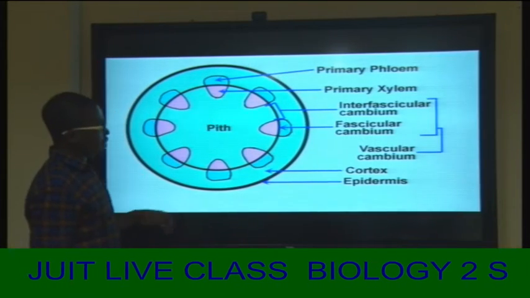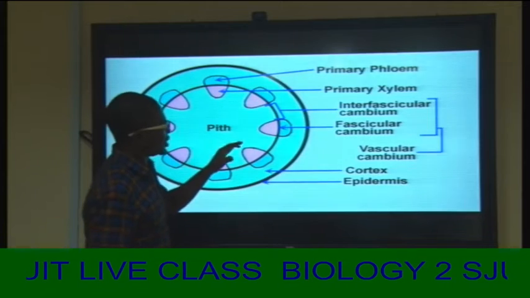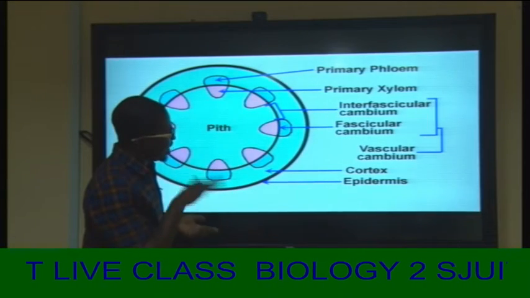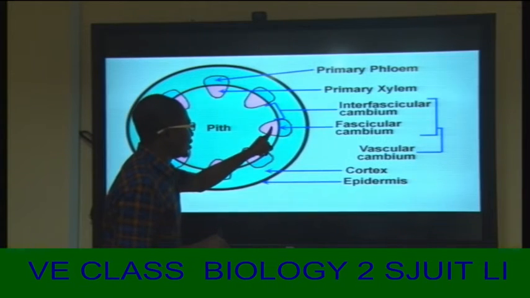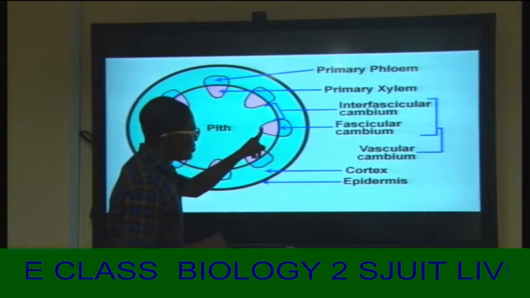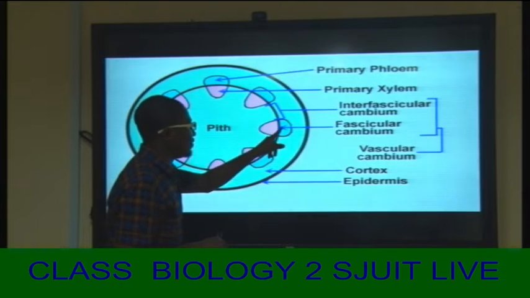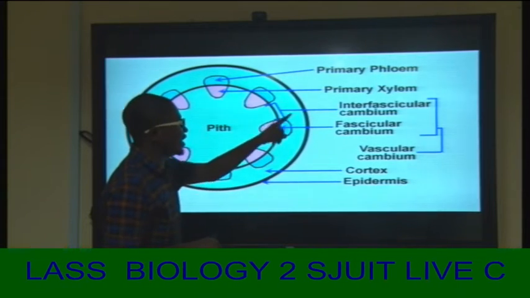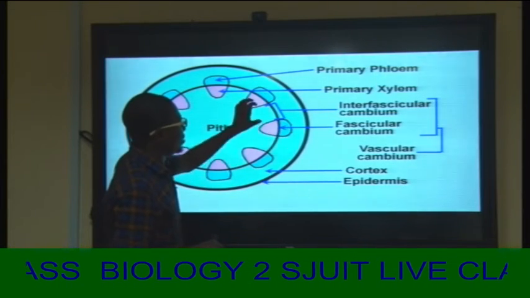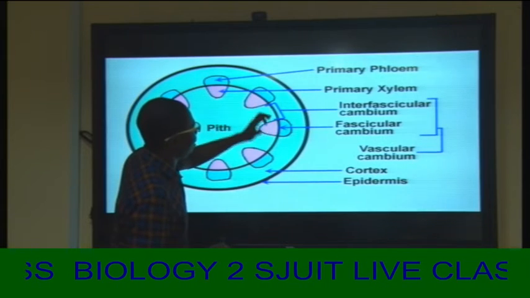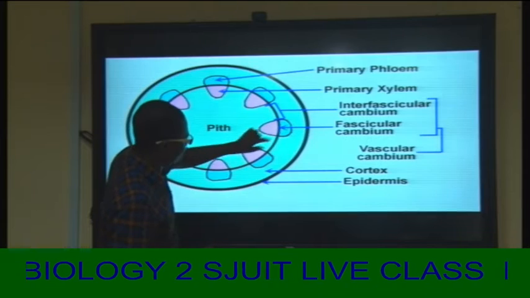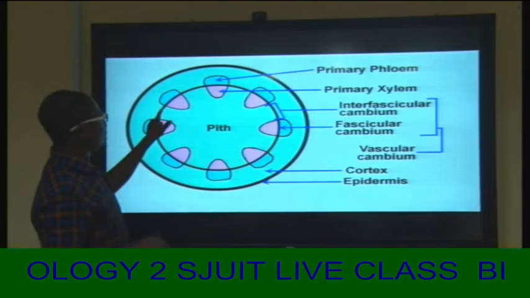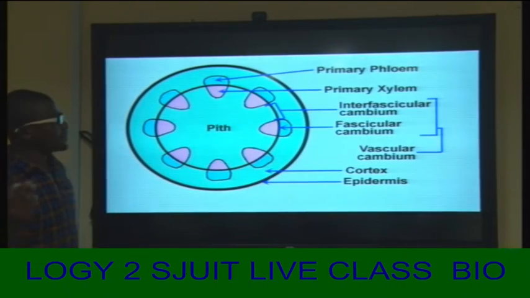Okay, so when we talk about intrafascicular cambium, we mean the cambium that is between the phloem and the xylem, and the interfascicular cambium is the cambium that is between one vascular bundle and the other. This portion here is called the interfascicular region.